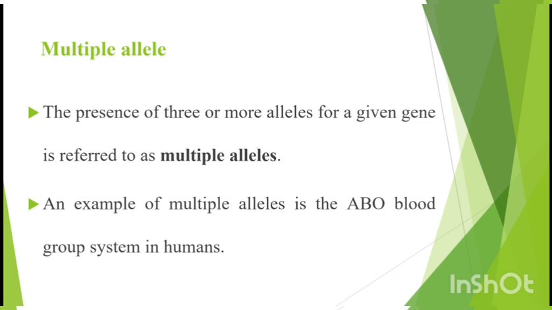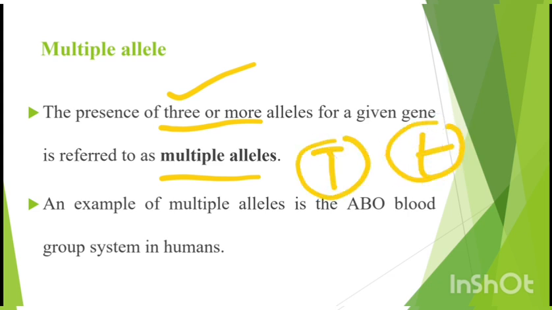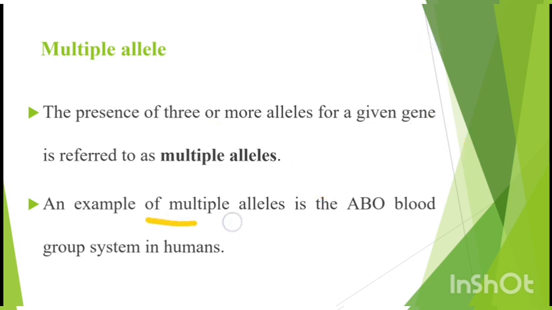But sometimes multiple forms are present, more than 2 or 3 alleles are present for a given gene, called multiple allele. Generally in a diploid organism, 2 alternative forms are present, one for tallness, one for dwarfness. But sometimes more than 2 forms are present, called multiple allelism. For example, human blood group, the ABO blood grouping system. Here multiple alleles are present.